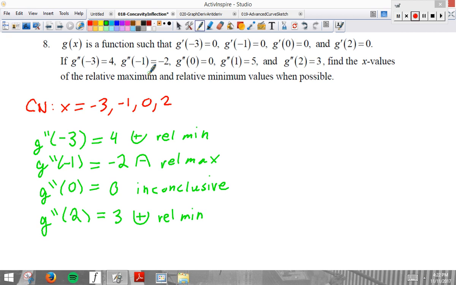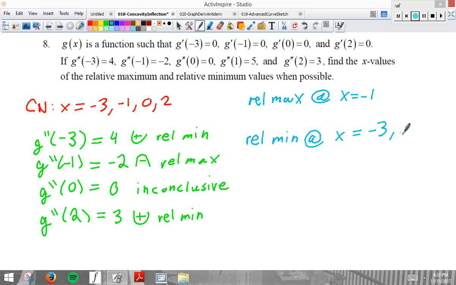So they're asking for the x values of relative max and mins when possible. I would say my relative maxima, I have one at x equals -1. I do not know the y coordinate. Do not assume this is a y coordinate. That would be wrong. They are not y coordinates of g. And I have two relative min locations, one at x equals -3 and one at x equals 2. Be careful, again, not to use these values, and certainly not to use the zeros. And that would be my final answer.